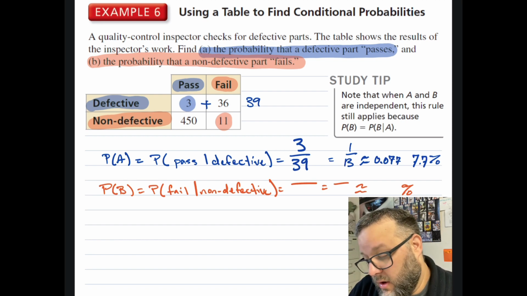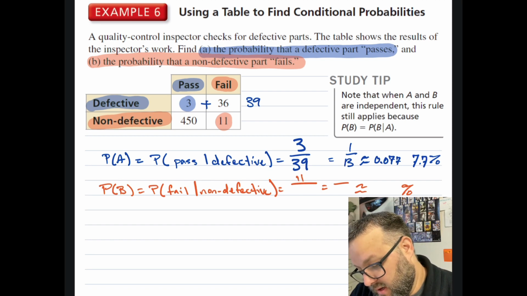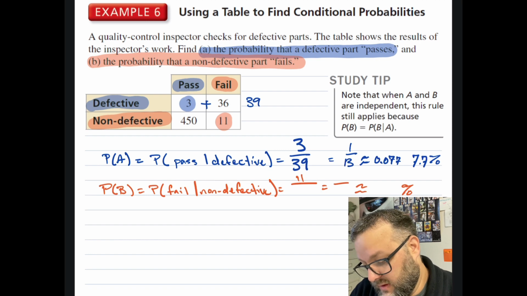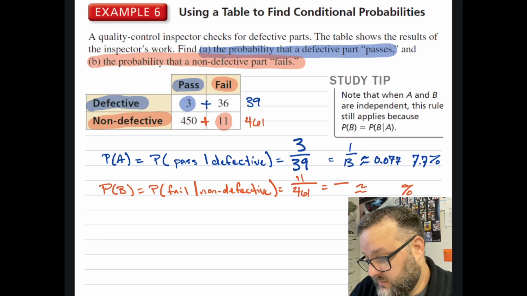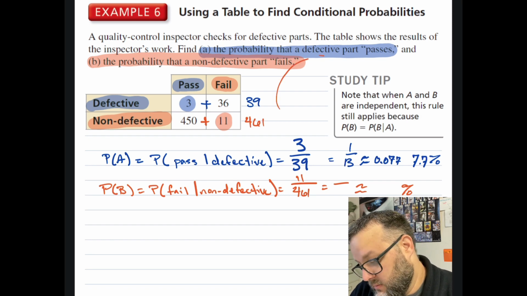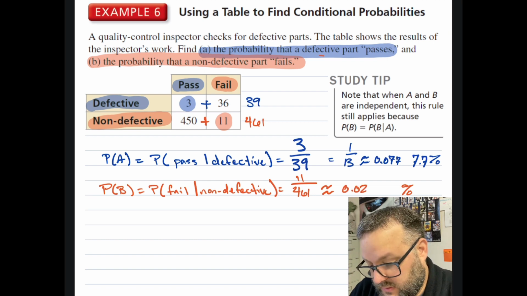Now, on the flip side of that, we want to check the probability that a non-defective item was thrown away. So we had 11 items thrown away that were non-defective, and we got to add the 450 and 11, so that's 461. So 11 out of 461. And that's about 0.024 or 2.4%.